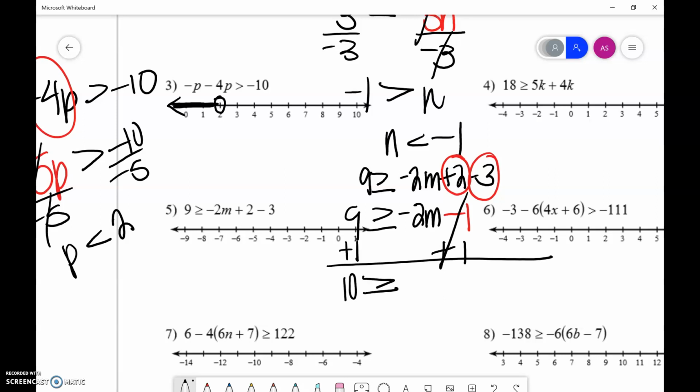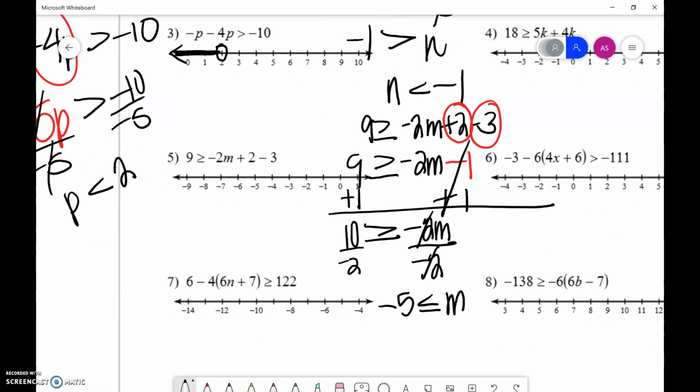I'm going to bring down my greater than or equal to and my negative 2m. Then I'm going to divide by negative 2. So this cancels out. I have 10 divided by negative 2 is negative 5. My greater than or equal to is going to become less than or equal to, and then I have m. So this is negative 5 is less than or equal to m, or I can say m is greater than or equal to negative 5. So I'm going to go to negative 5. I'm going to put a closed dot this time, and it's greater, so it's going to be going to the right.